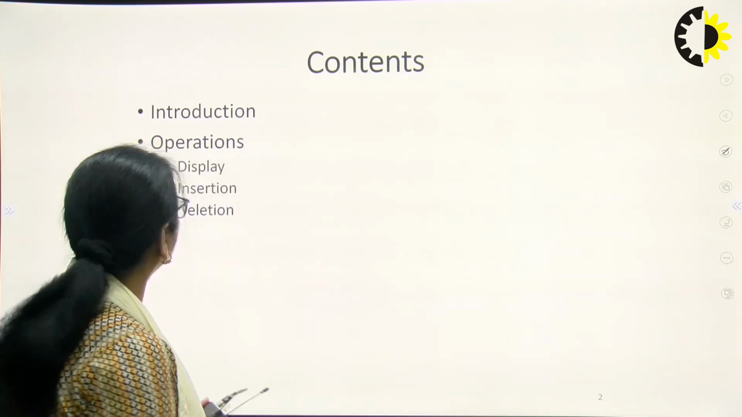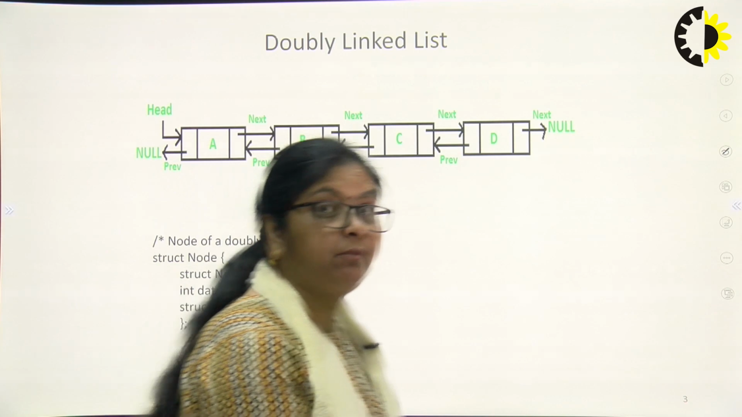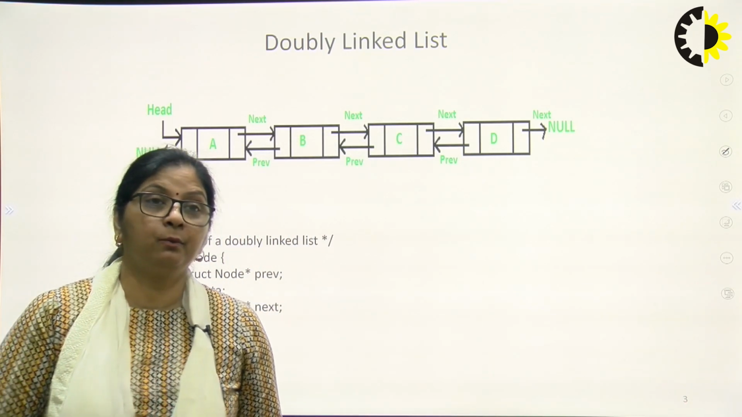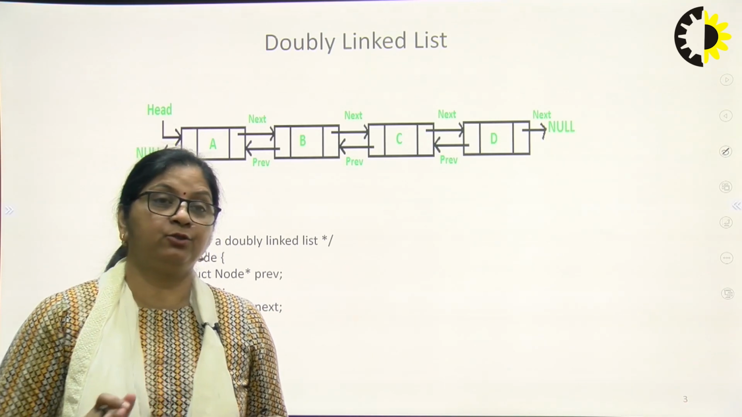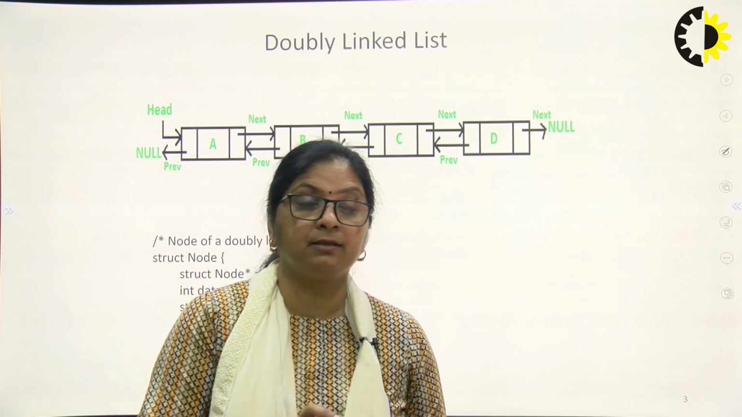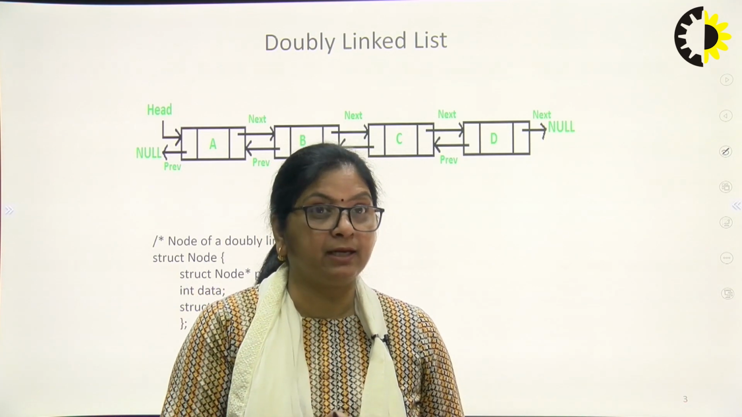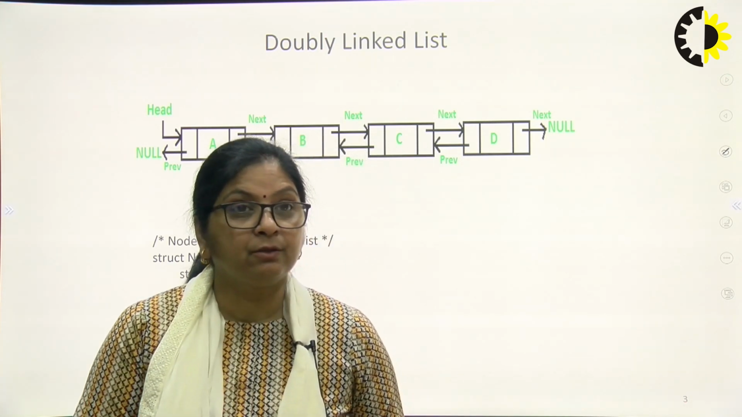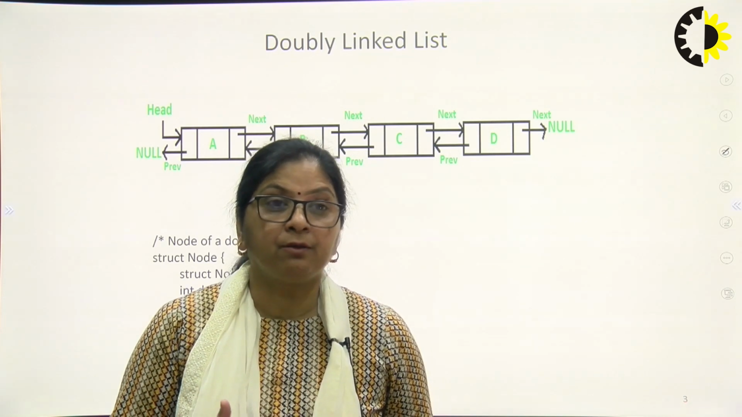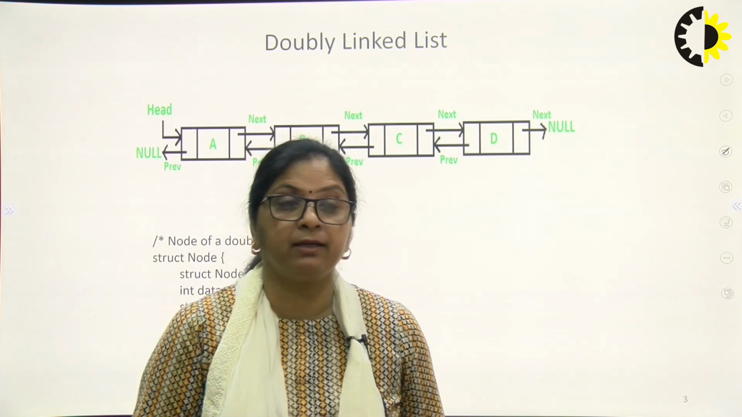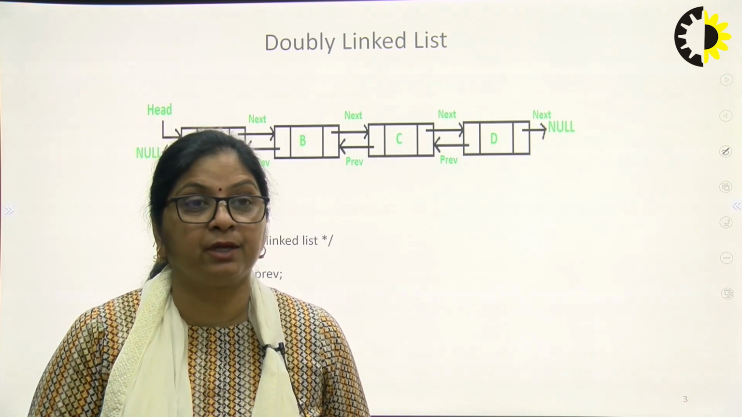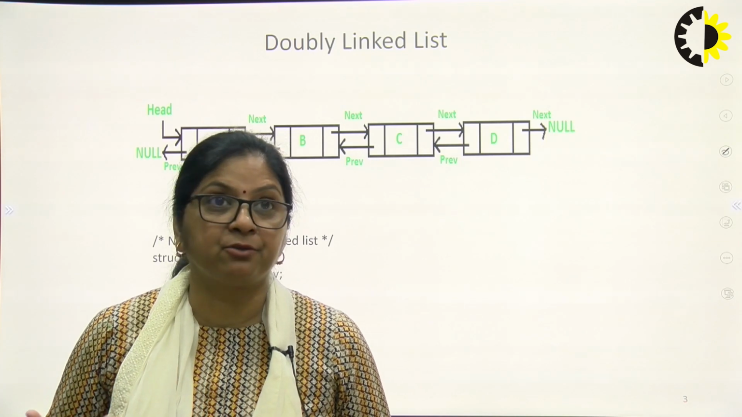So let us start with what is doubly linked list. In doubly linked list, we have two-way pointers. But first, what is a linked list? A linked list is a way to store data in nodes through links. When we store one data item, it will contain the address of the next node where the next data is stored, and that will have the address of the next node and so on.